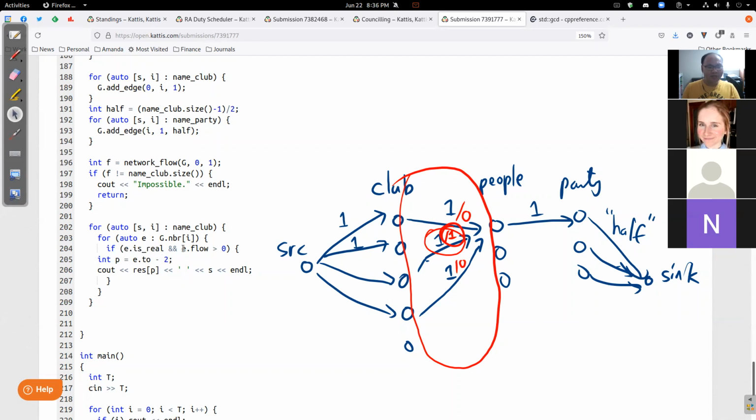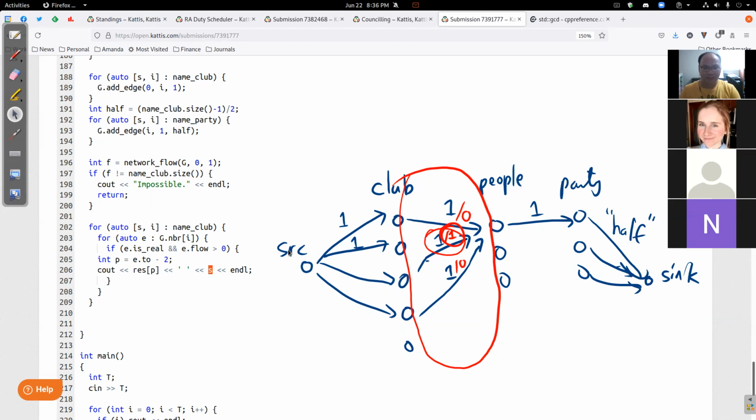So if the edge is real and the flow that's sent to that edge is greater than 0, in this case it's always going to be 1. But in other problems where the capacity is not 1, if the capacity is 10, for example, the flow might be something small, or it might be something bigger. But anyway, if the flow is bigger than 0, that means this club chose that person. So then I basically print the person's name and the club name. So that's how I recover the actual names of the people and the club that they represent.